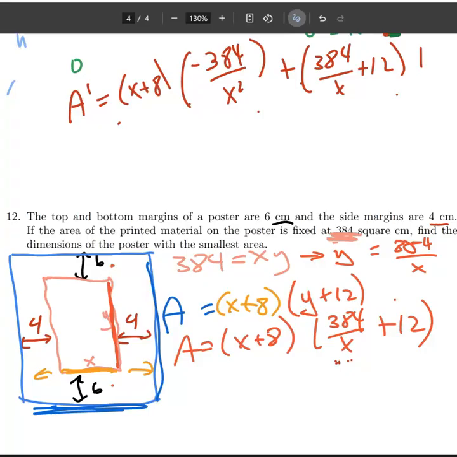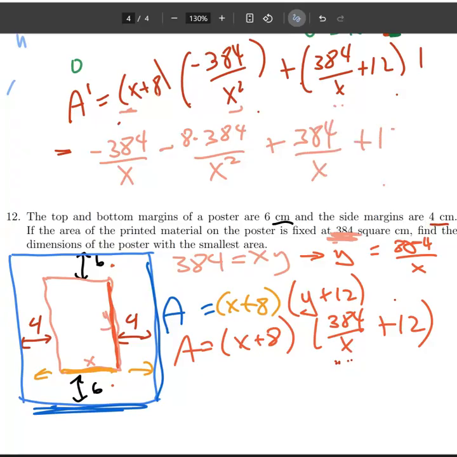Now we are going to need to multiply this out. This one's just going to add together. If I multiply this x times this, I get negative 384 over x. And then this times this gives me negative 8 times 384 over x squared. And then I'd have this plus 384 over x plus a 12, and I'm setting that all equal to 0. Well, look at that. Do you see those will cancel? They do. That's kind of nice.